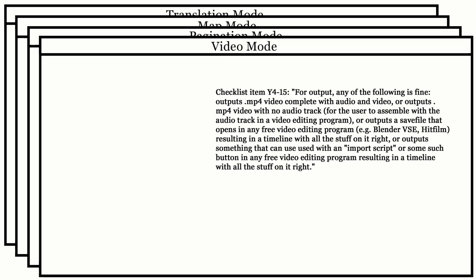Outputs MP4 video complete with audio and video, or outputs MP4 video with no audio track for the user to assemble with the audio track in a video editing program, or outputs a save file that opens in any free video editing program, for example Blender VSE or HitFilm, resulting in a timeline with all the right stuff on it, or outputs something that can be used with an import script or some such button in any free video editing program, resulting in a timeline with all the right stuff on it.